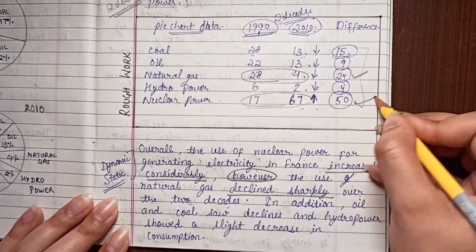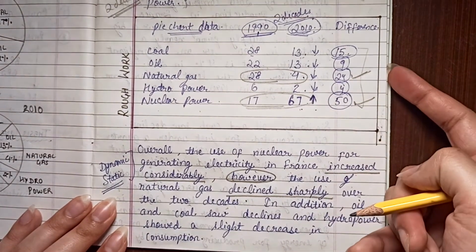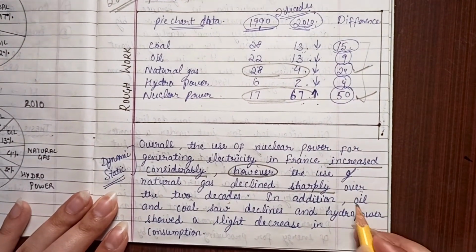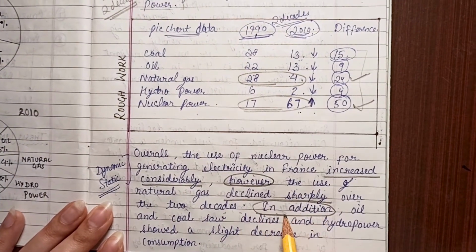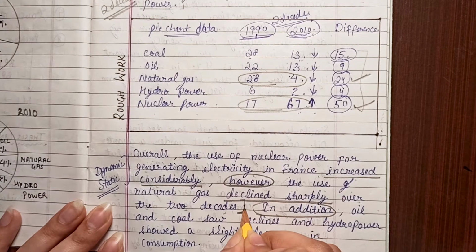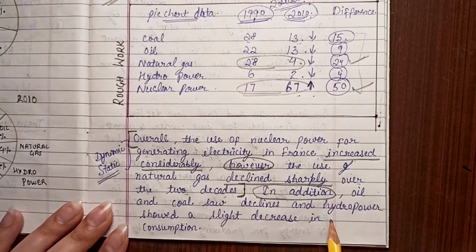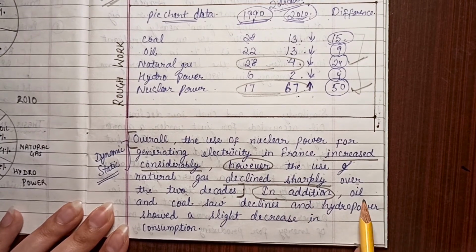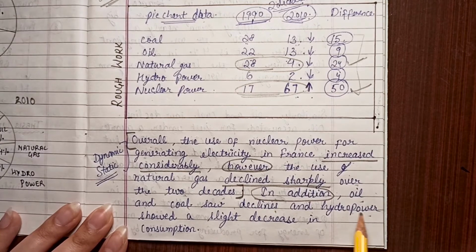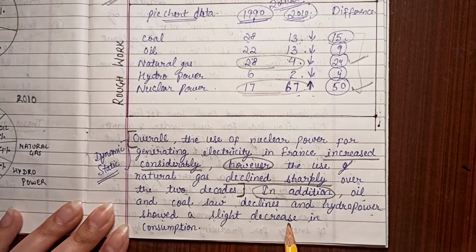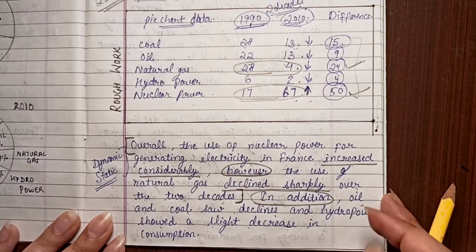This is the highest one and this is the lowest one. Highest and lowest difference is provided over the 2 decades. In addition, this is also the connector. You can finish your overall here as well, but if you want to increase it, you can also add: in addition, oil and coal saw declines and hydropower showed a slight decrease in consumption. Right? I hope you have understood.